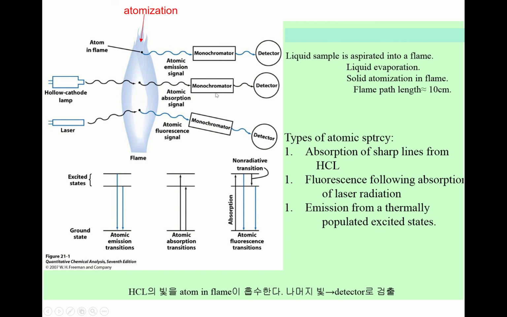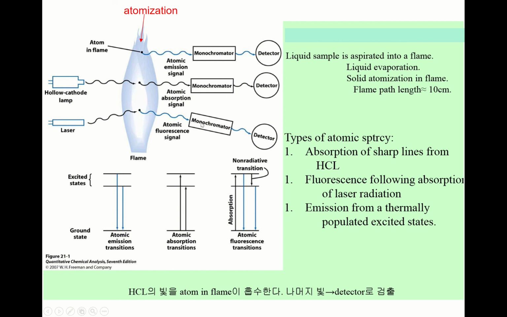And we tune this monochromator wavelength to the atomic absorption wavelength of iron. Then we detect the hollow cathode lamp intensity after it is absorbed by the iron atoms here.